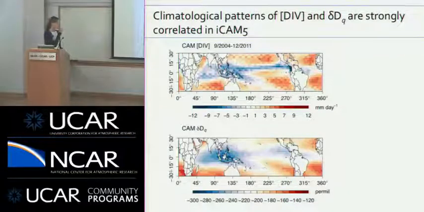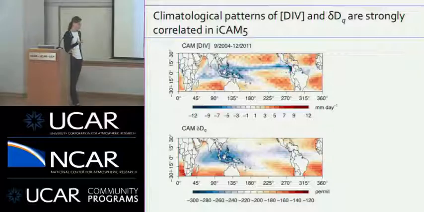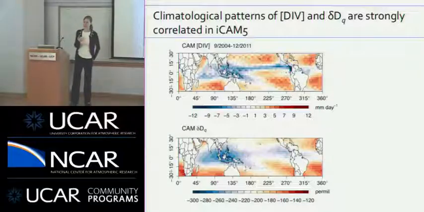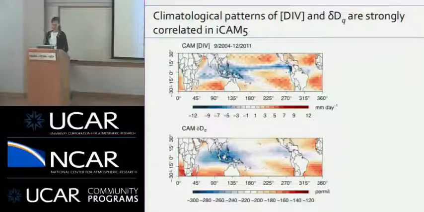Now I want to show you that really isolating the isotopic variability independent of water is key to applying this tool.